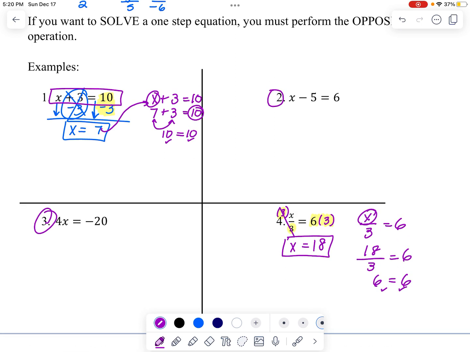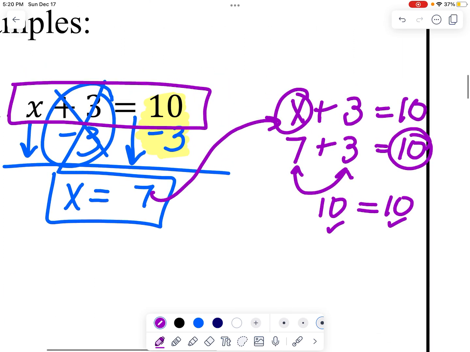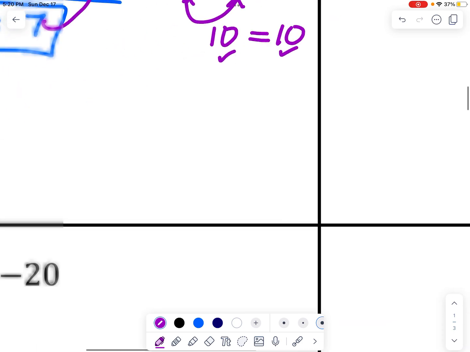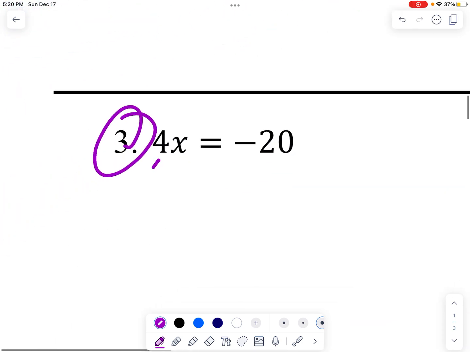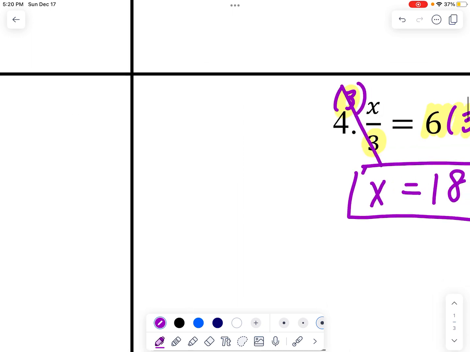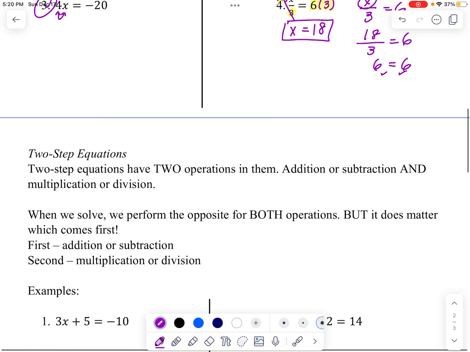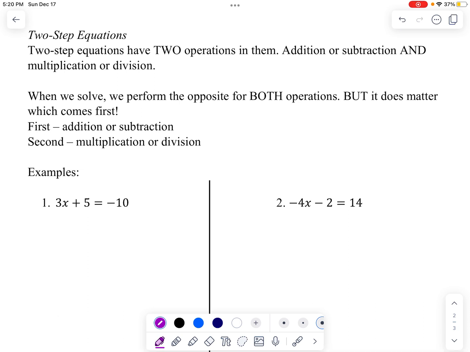All right, so these are 4 examples of one-step equations. You will only have one operation in it. Either addition, here we see subtraction, here I see multiplication, we got those best friends going on, and over here we had division. That's it. All right, now we're going to move on to a 2-step equation.